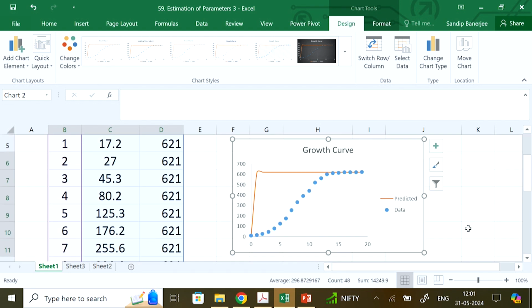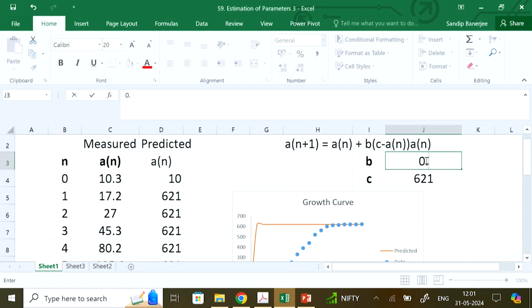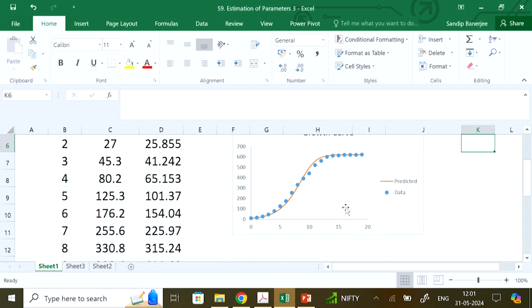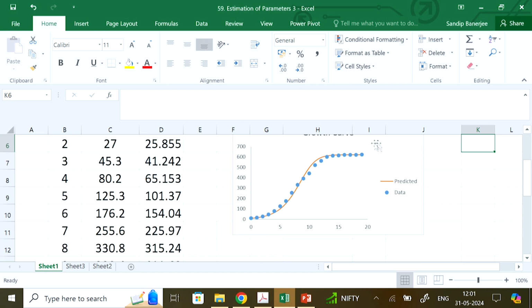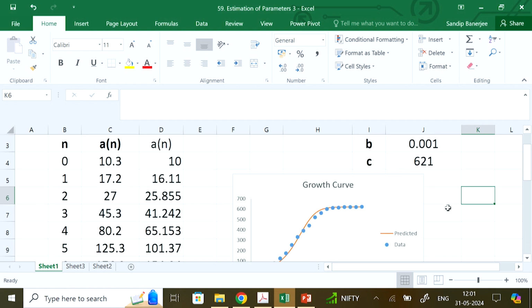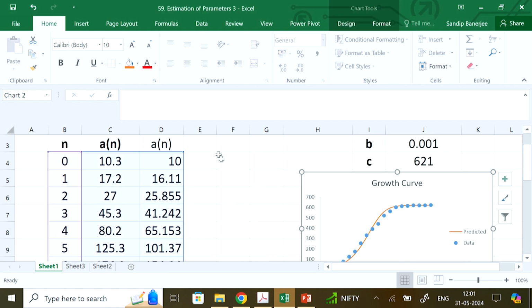Now you can play with this value a little so that this curve comes here. So 0.001. Oh, wow. If you put some value here, as I started playing with it, I see that this becomes quite a good match. But then now you have to check using the method of least squares.